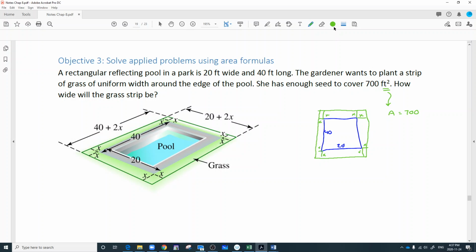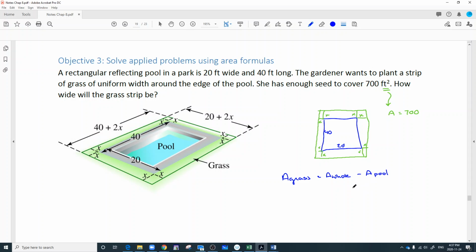What I like to do is look at it as a big rectangle, take away a little rectangle. So the area of the grass is going to equal the area of the whole outer rectangle, take away the area of the pool. Okay, so the area of the whole thing, taking away the area of the pool.